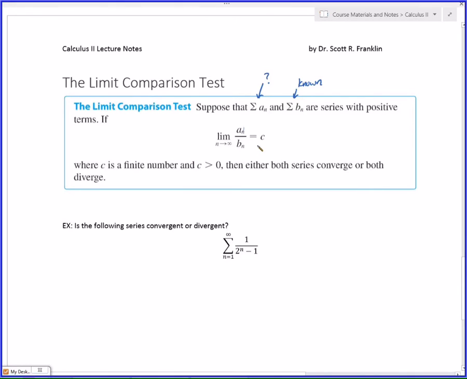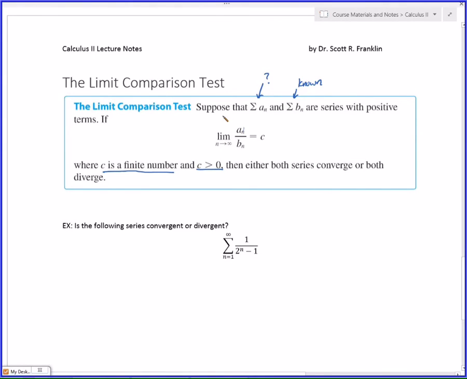If it goes to a number, and that number is not 0, it's positive, then the series do the same thing. That is, they either both converge or both diverge. So you choose a series that you know what it does, and then you take the limit of the unknown divided by the known and see what it goes to.